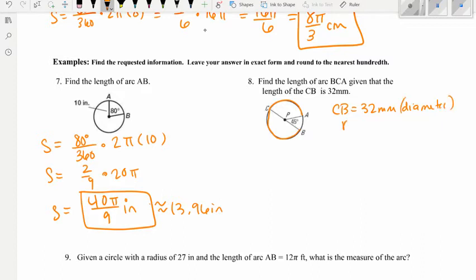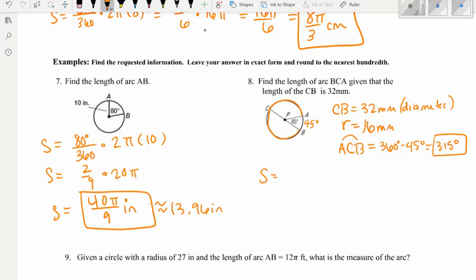Given that the length of CB is 32, so CB is, of course, the diameter. So that means that the radius would be half of that. So 32 divided by 2 is 16. And we know this is 45 degrees for angle APB. That means this is 45 degrees. So that rest of the circle, of course, to find would be 360 minus 45 degrees. So arc ACB or BCA, same thing, is equal to 360 degrees minus 45 degrees, which gives us 315 degrees. So that's what we're going to use in our formula.